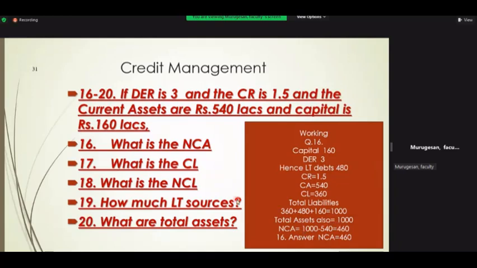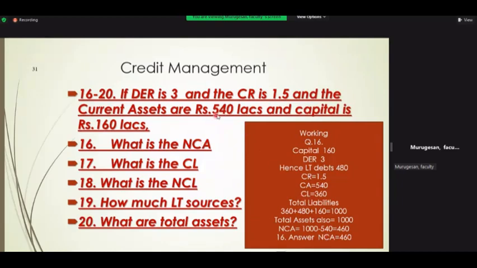Now NCA, already they have given 540 current assets. What is 480? Long-term debt. Debt equity ratio is 3, you know. So equity is already given as 160, in the third line only. So 3 into 160, 480. What is 480? NCL, non-current liabilities, long-term liabilities. So every data is easy. So current assets are 540, which means NCA will be 460.